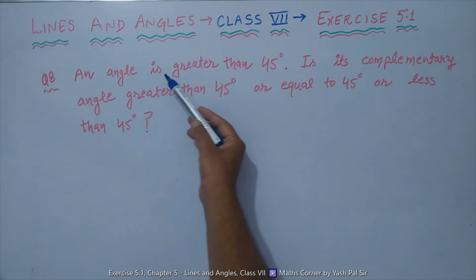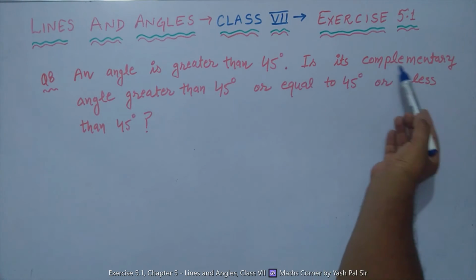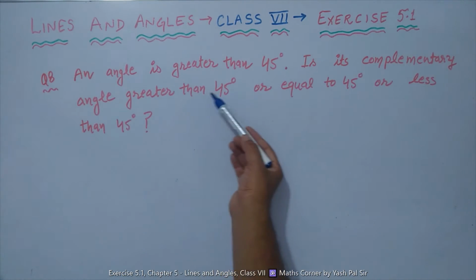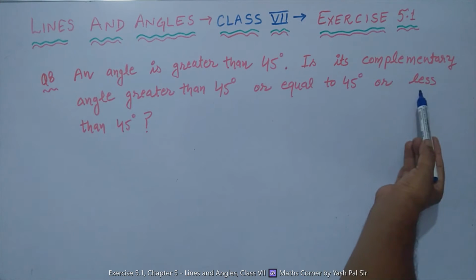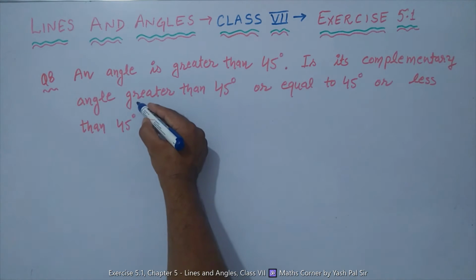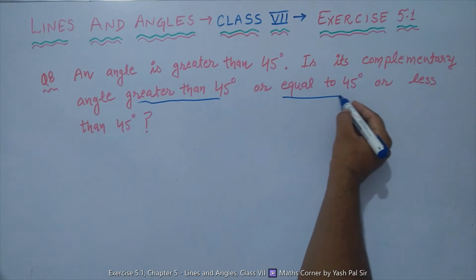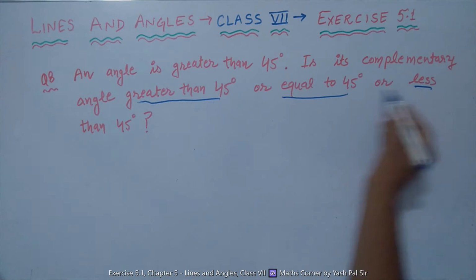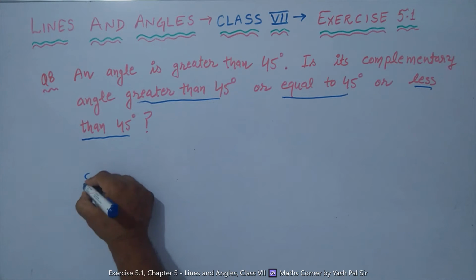Now we shall solve question number 8. An angle which is greater than 45 degrees, is its complementary angle greater than 45 degrees, or equal to 45 degrees, or less than 45 degrees? Out of these three options, one is correct. So what is that option? We are going to search for that solution.